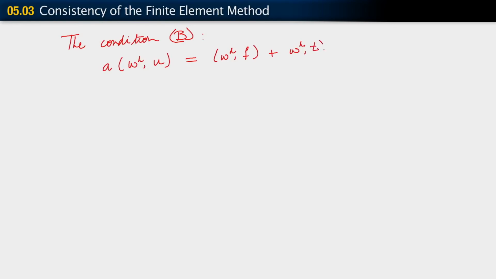Okay? That's one interpretation. Now, I said that it comes from this condition B, right? So let me rewrite the condition B. The condition B states this, right? It says that A of WH, comma U equals WH, comma F plus WH, comma T at L. Okay? This is what we have.